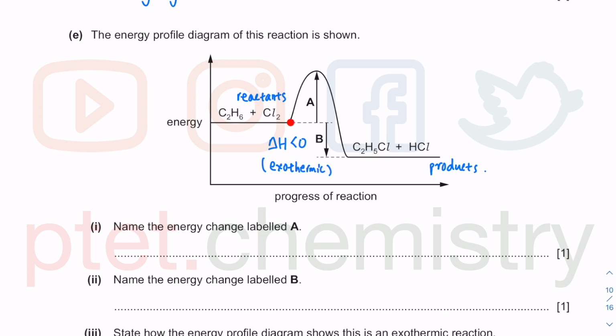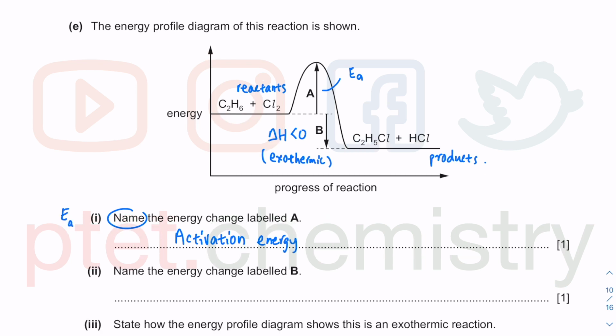Whereas this is how much of an energy barrier you have to overcome. The reacting particles of the reactants have to overcome this much energy from the starting energy level of the reactants to the top of the peak. That is what you call the activation energy, the minimum amount of energy that the reacting particles must overcome in order for them to react. So give the name for the energy change level A. A is what you call the activation energy. If you put down EA, it is not generally accepted because this is the abbreviated form.